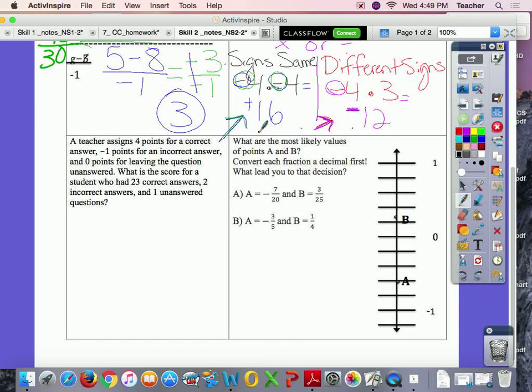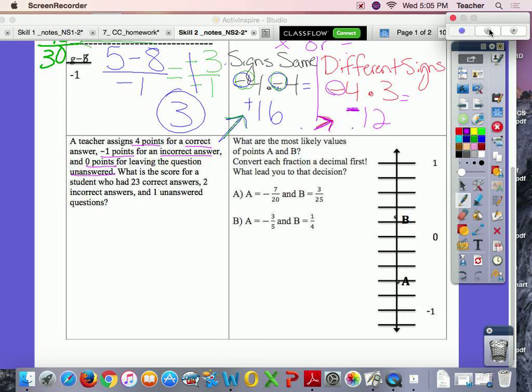So I hope, first of all, when I was reading that, what should you have been doing? Circling information and pulling it out. Good. So we have 4 points for correct, -1 point for incorrect, and 0 points for unanswered.